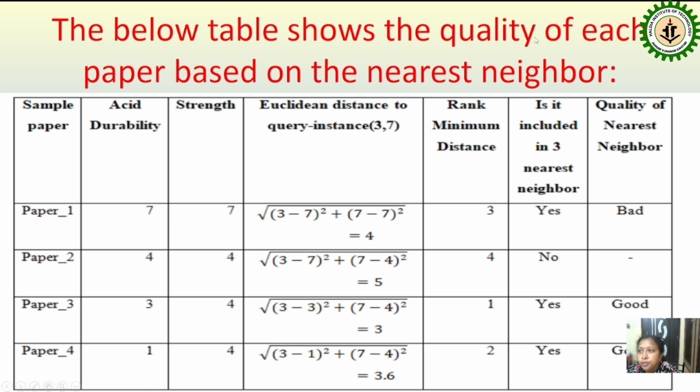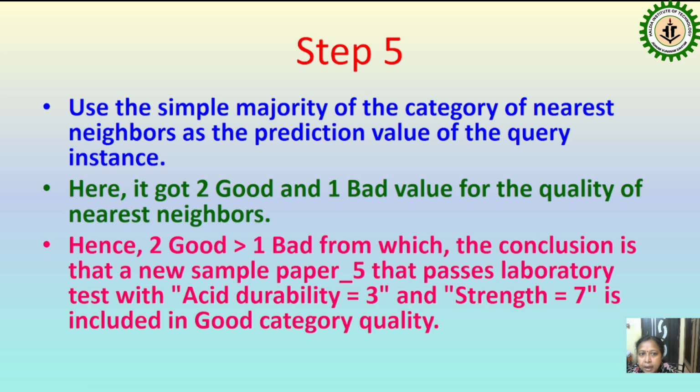Now the below table shows the quality of each paper based on the nearest neighbor. For paper 1, the output class is bad. Paper 3, output class is good. Paper 4, output class is good here. Step 5, use the simple majority of the category of nearest neighbors as the prediction value of the query instance. Here it got 2 good and 1 bad value for the quality of nearest neighbors.